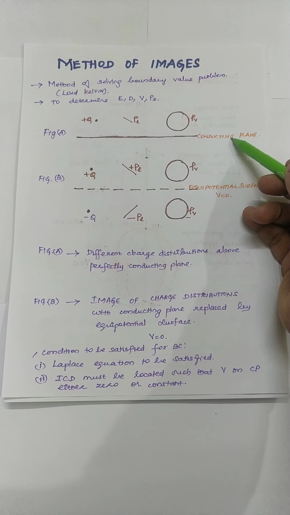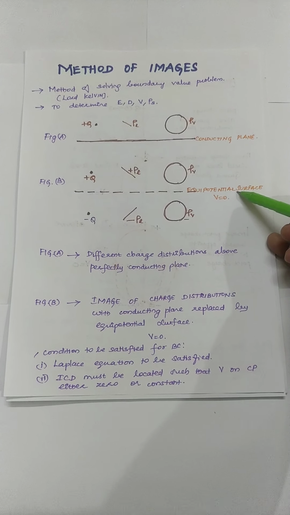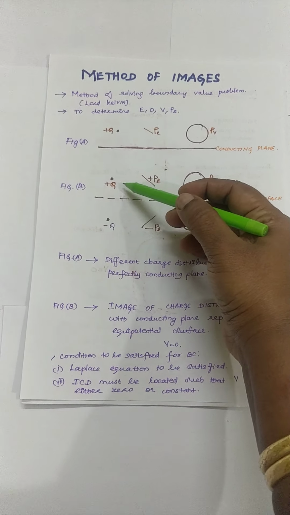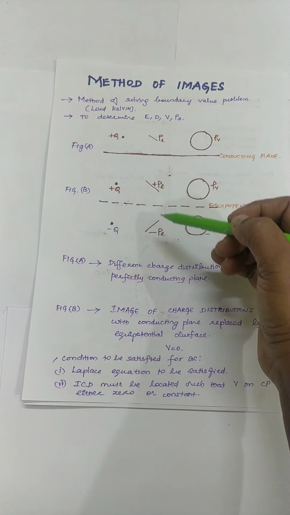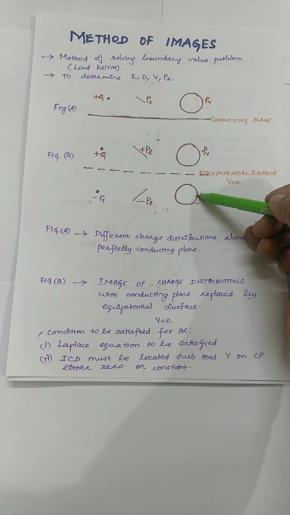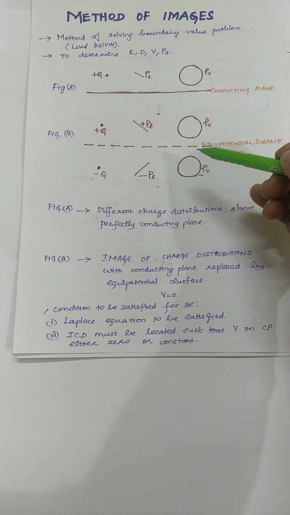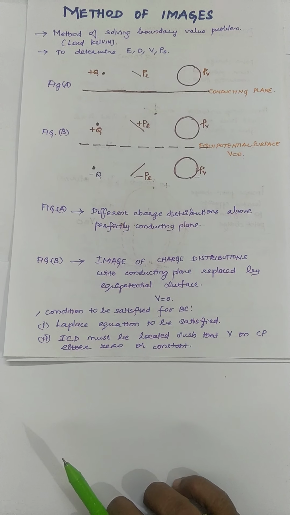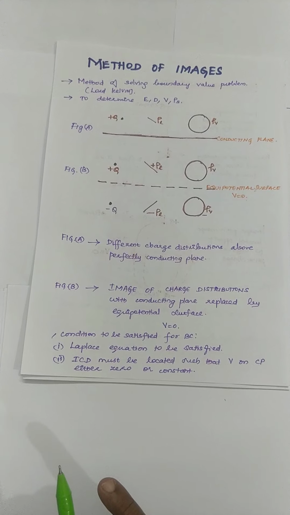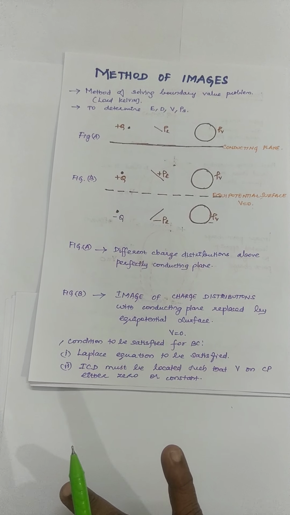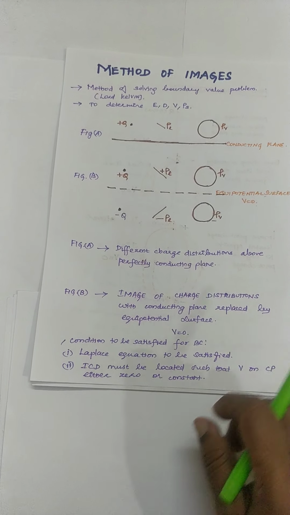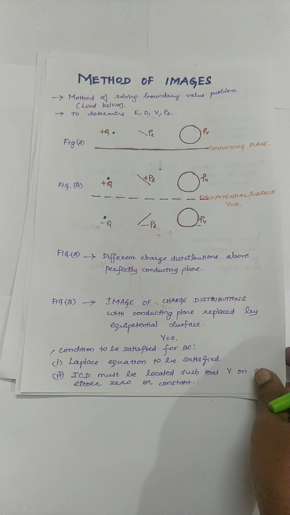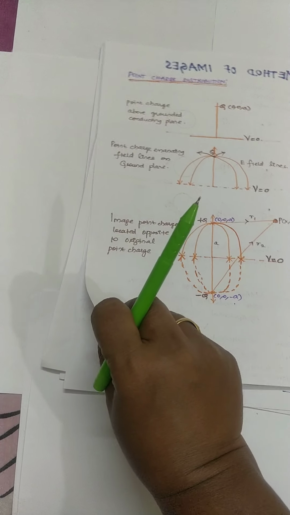Now if we replace this conducting plane by an equipotential surface with V equal to 0, plus Q is denoted by minus Q, plus rho L by minus rho L, plus rho V by minus rho V. So the conditions to be satisfied for the boundary condition are: the Laplace equation is to be satisfied first, and the image charge distribution must be located such that V on the conducting plane is either 0 or constant. These are the conditions to be satisfied.